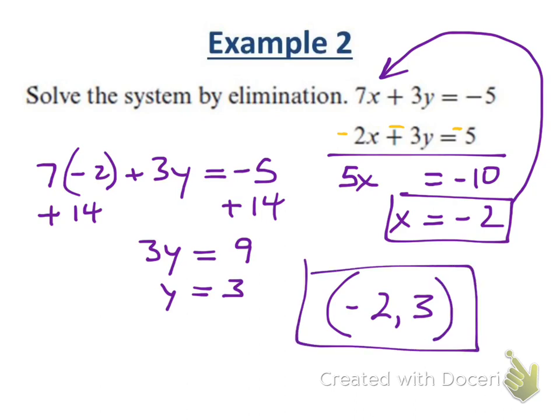Since I used the first equation to get -2, 3, it's a good idea to go back to the original second equation and check it, make sure that works. Is 2 times -2 plus 3 times 3 equal to 5? It is. So we will take that as a good solution. Checked.